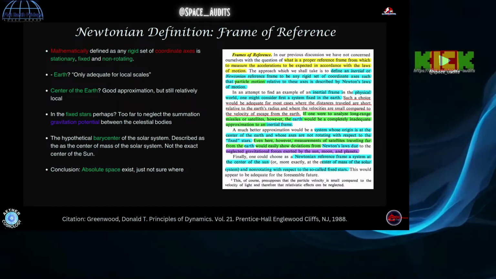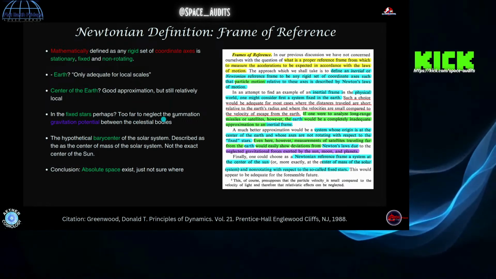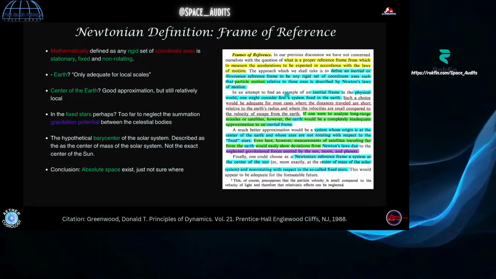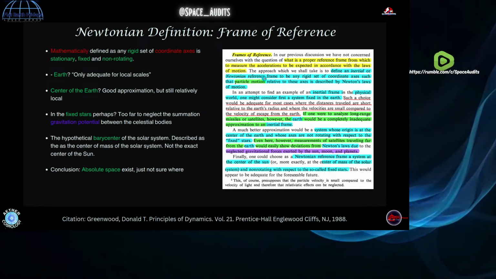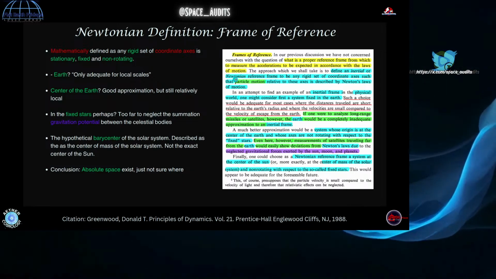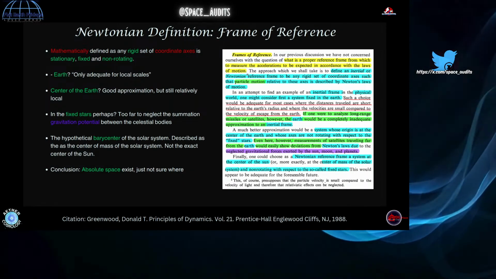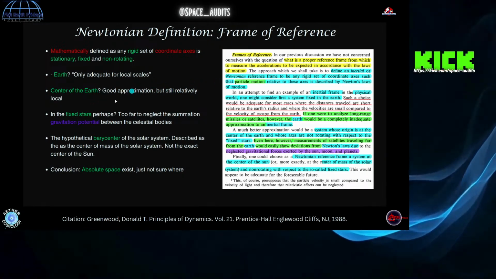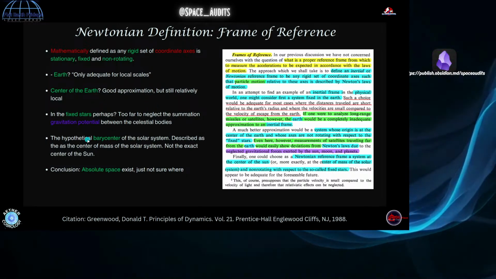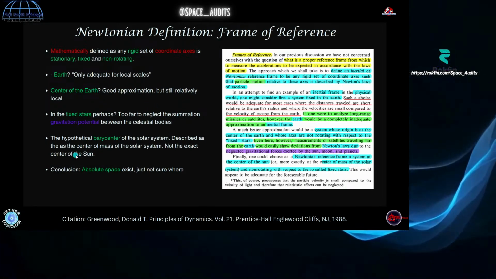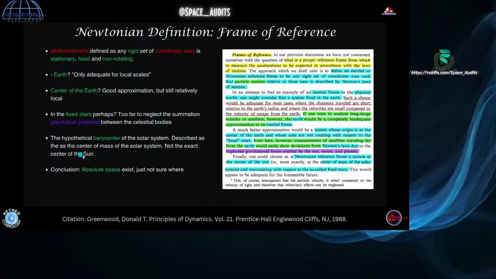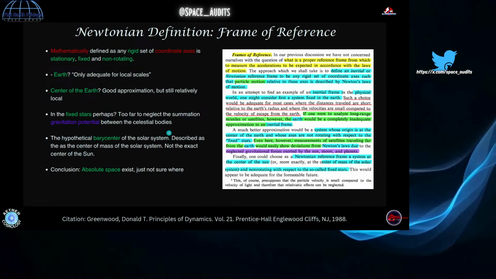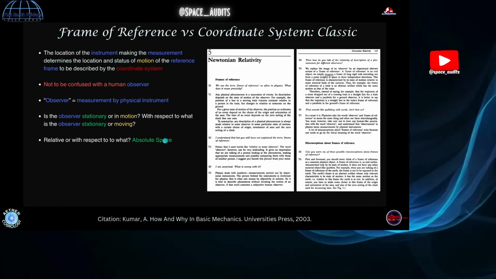So you can do things like add up all the mass in the solar system and compare it versus the mass of the sun. And for example, with mass addition, you could take 5 pounds and add 15 pounds to it, and now you have 20 pounds, right? So pretty straightforward in that regard. So the conclusion here is absolute space exists, but we're just not sure where to put it because of philosophical reasons.